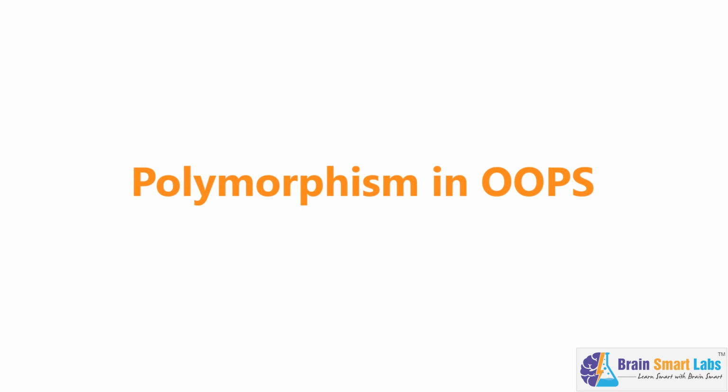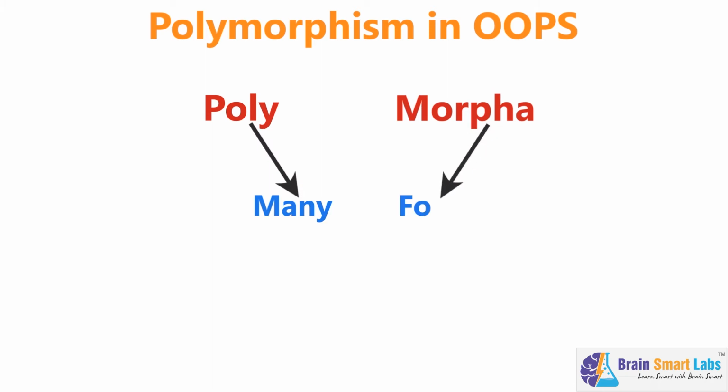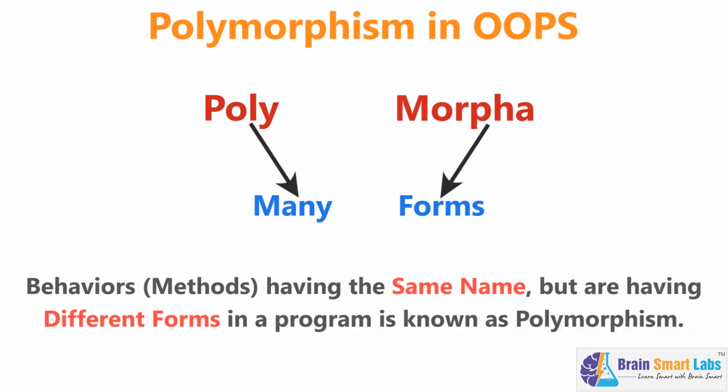Enough of compliments, now it is time to learn the second main pillar of OOPS, polymorphism. Polymorphism in OOPS. The word polymorphism is derived from two Latin words. Poly means many, morpha means form. The word polymorphism in English means many forms. In OOPS, behaviors having the same name but having different forms in a program is known as polymorphism.